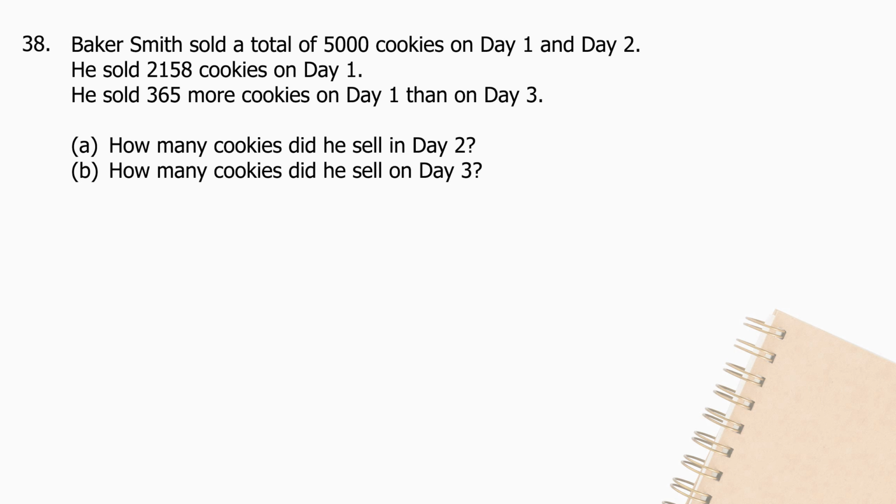Question 38. Baker Smith sold a total of 5,000 cookies on day 1 and day 2. He sold 2,158 cookies on day 1. He sold 365 more cookies on day 1 than on day 3. A. How many cookies did he sell on day 2? B. How many cookies did he sell on day 3?